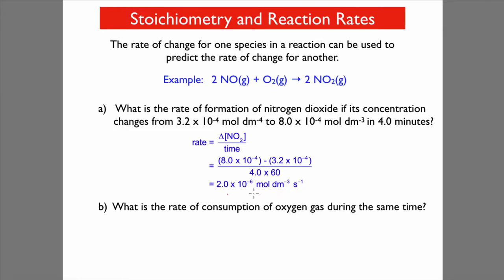So we now know the rate of formation of this, but we want to know in the second part the rate of consumption of oxygen gas during the same time. And I bet you can guess what we do since it's stoichiometry. Of course, we use a conversion factor. So we know the rate per mole for nitrogen dioxide, so we've got to change that to the rate per mole for oxygen, and we can use a conversion factor because you can see here we've got 1 mole of oxygen for every 2 moles of nitrogen dioxide being formed. So in the conversion factor, we're converting to the moles of oxygen, and so that would go on top, and just do the math to get your answer.